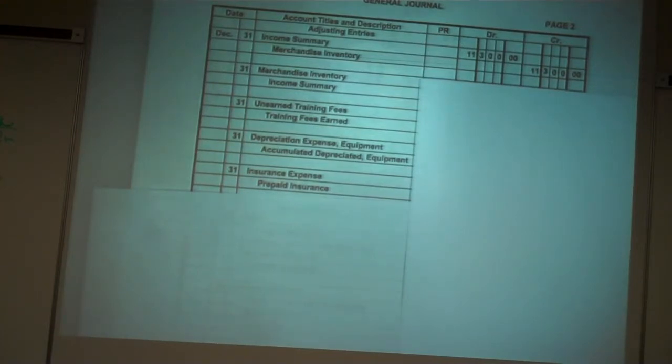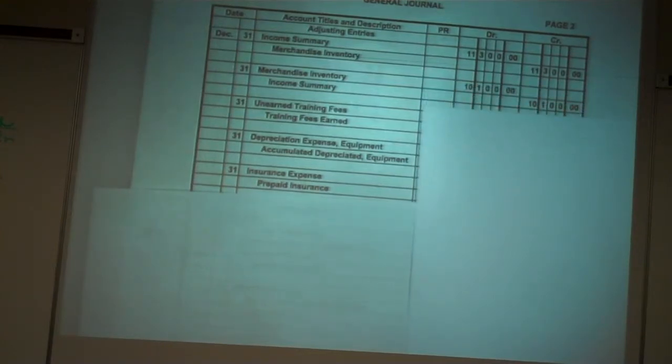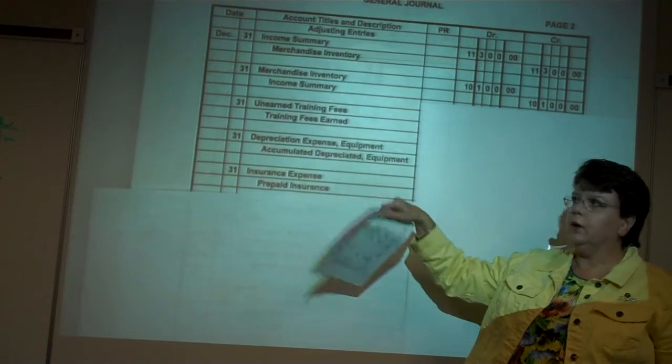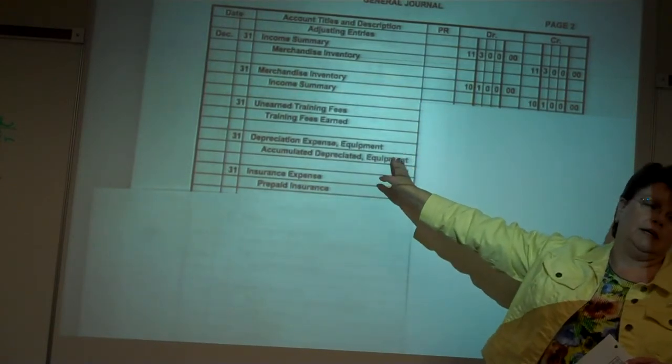The B adjustment is the second adjusting entry, and you're just taking it from the worksheet. It would be a debit to merchandise inventory and a credit to income summary. How much is the B? 10,100. Now, if our worksheet is correct, we can assume that these are correct, can't we?